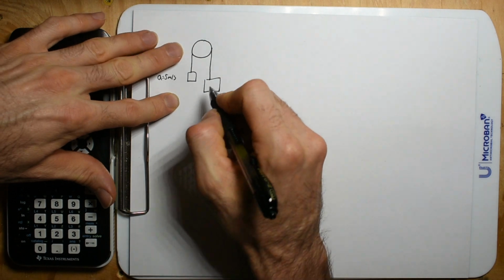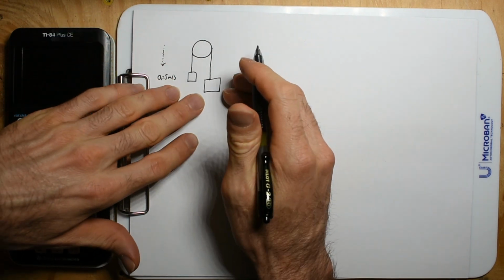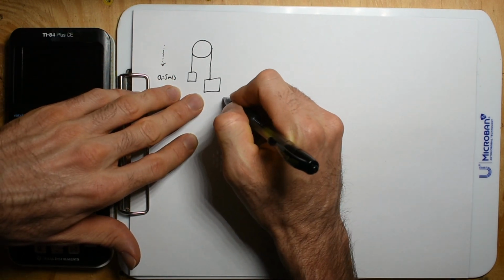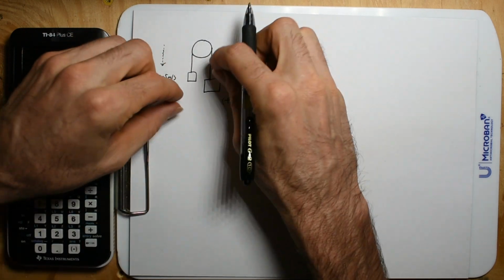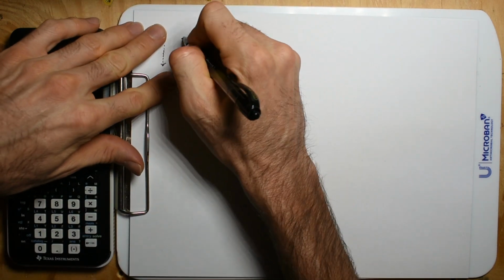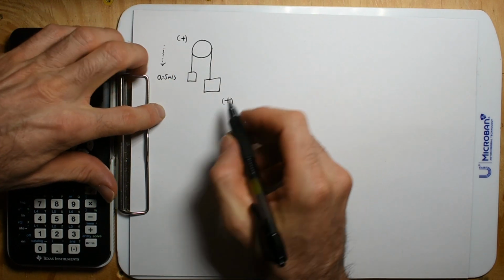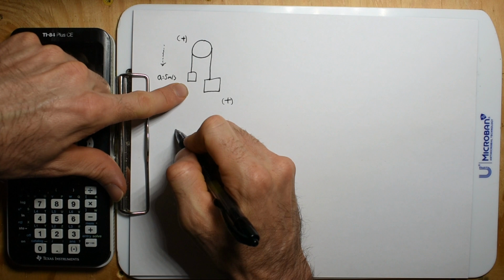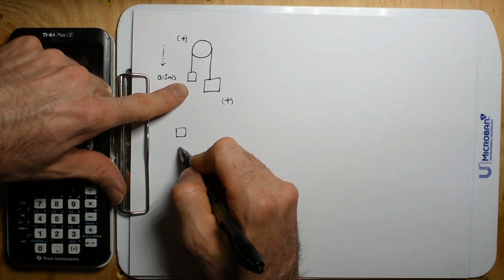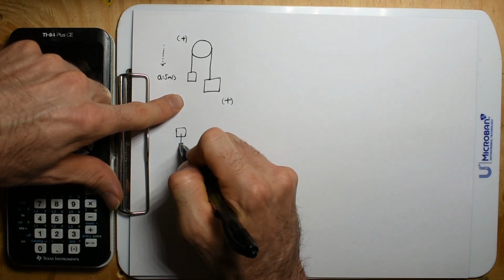From the technical perspective, we're still going to assume this thing is going this direction, and that's the positive direction. And if this goes this way, this is the positive direction. Cool. So we're going to do the free body diagram, and I'll just do it right underneath because that's visual.